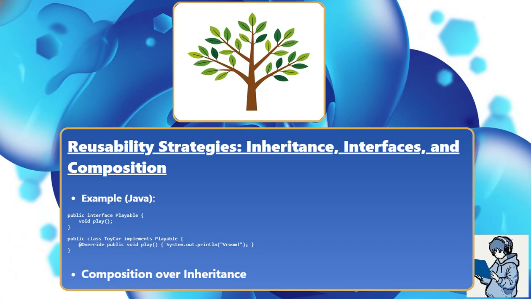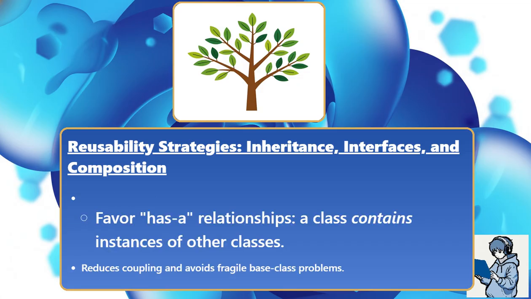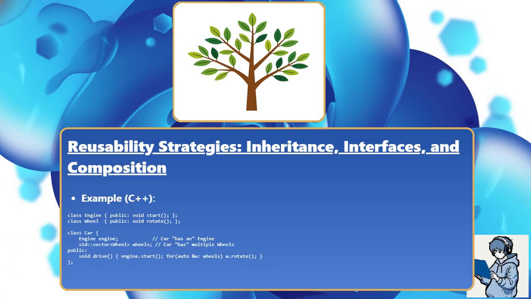Heading: Composition over inheritance. Bullet 1, favor "has a" relationships, meaning a class contains instances of other classes. Bullet 2, reduces coupling and avoids fragile base class problems. Example in C++. A class Engine with a public method start. A class Wheel with a public method rotate. A class Car contains an Engine object named engine and a vector of Wheel objects named wheels. Car has a public method drive that calls engine start and then rotates each wheel. Here Car reuses Engine and Wheel without inheriting from them.